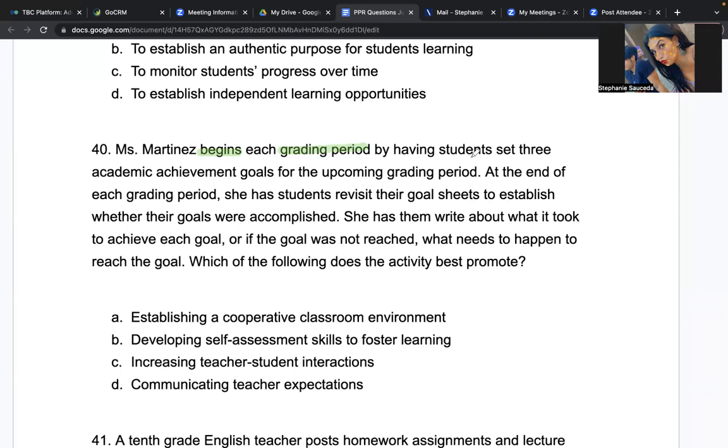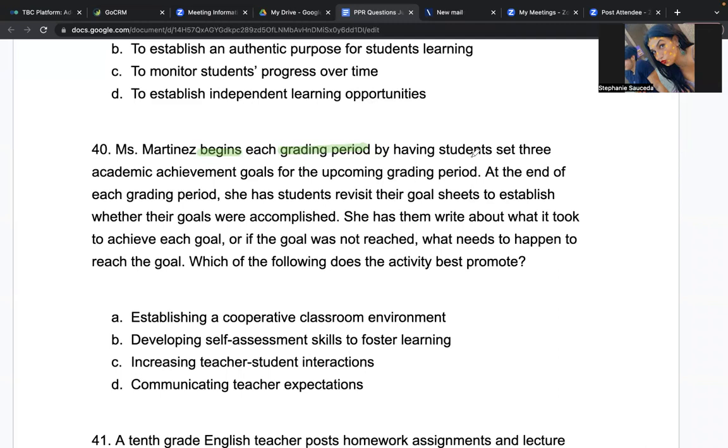At the beginning of the lesson, at the beginning of the grading period, at the beginning or at the end of, then it's important for us to pay attention to. So at the beginning of the grading period, and yes, you're absolutely right to identify that she says there's 3 academic achievement goals.